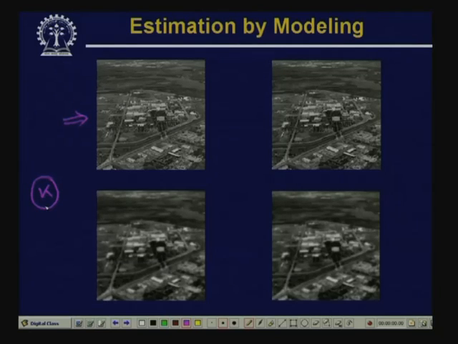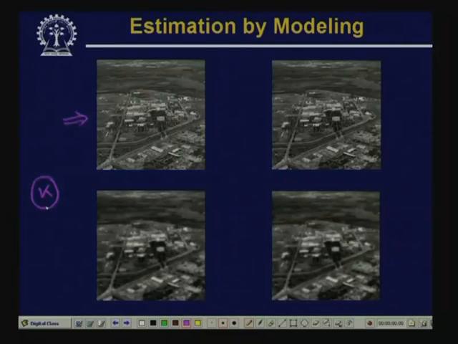A low value of k indicates the disturbance is very low. Similarly, a higher value of k indicates that the disturbance is very high. So, here this image has been obtained with a very low value of k, this image has been obtained with a very high value of k, and this image has been obtained with a medium value of k. So, you find how the degradation of the original image changes depending upon the value of k.